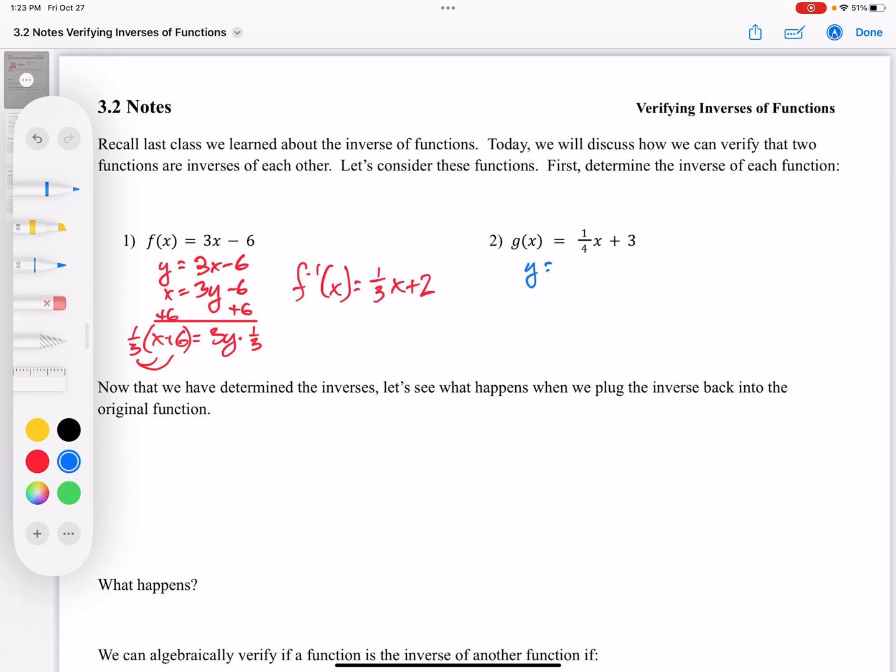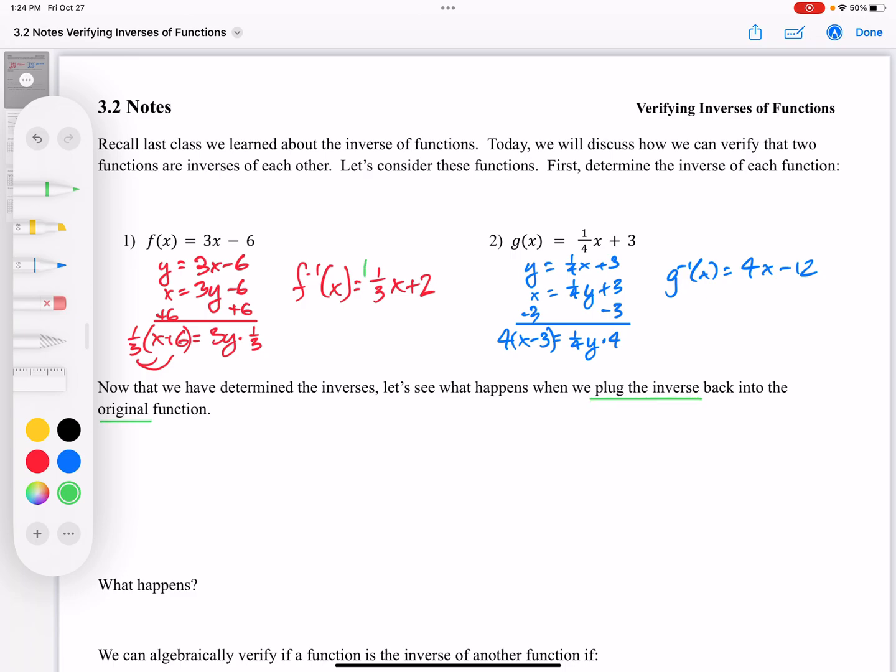Over here, I write it as y equals, switch x and y. Okay, and then I subtract 3. x minus 3 equals 1/4 y. The opposite of 1/4 is multiplying times 4. So my g inverse of x equals 4x minus 12. Okay? Now let's see what happens when we plug the inverse back into the original function.